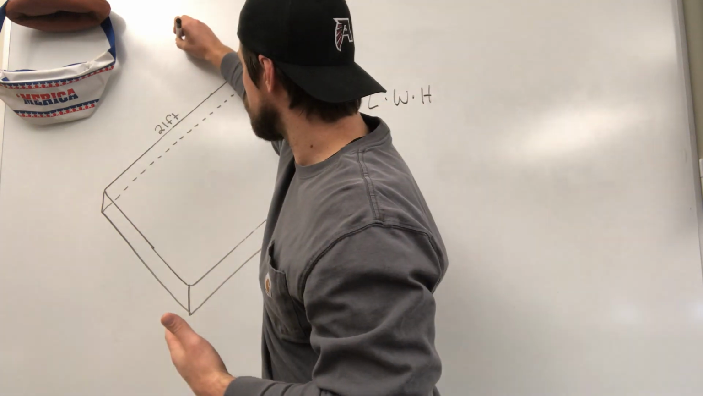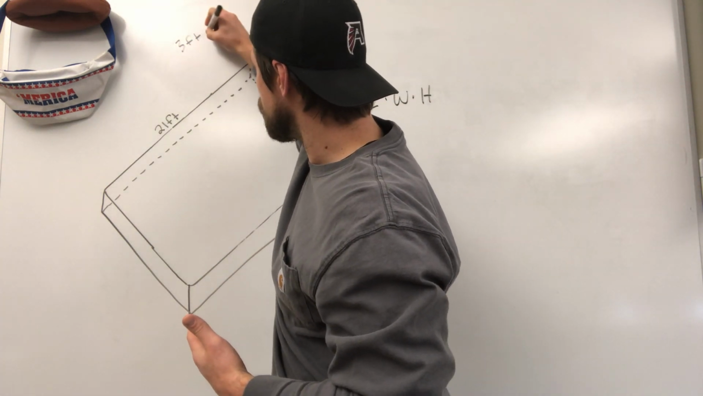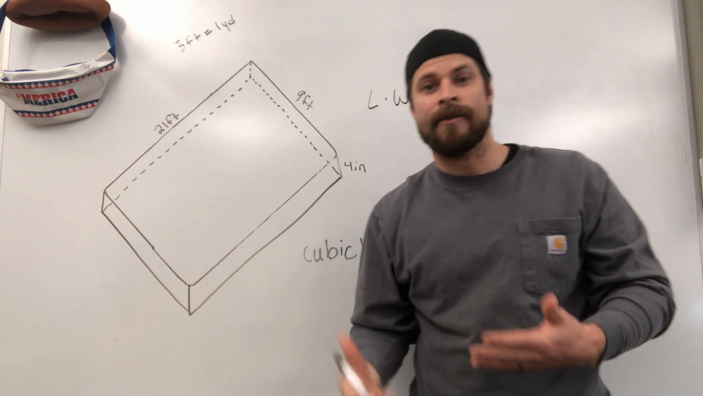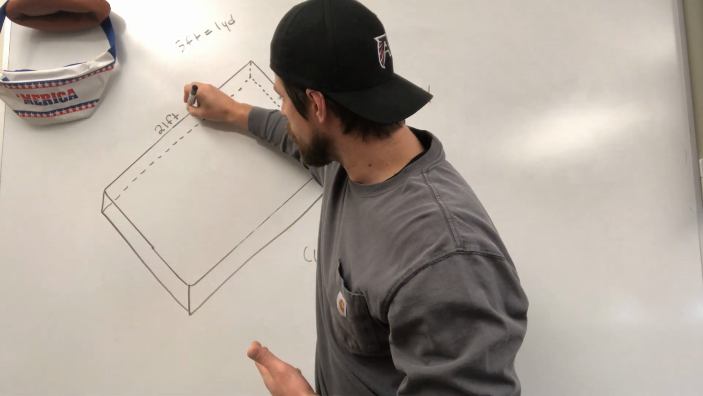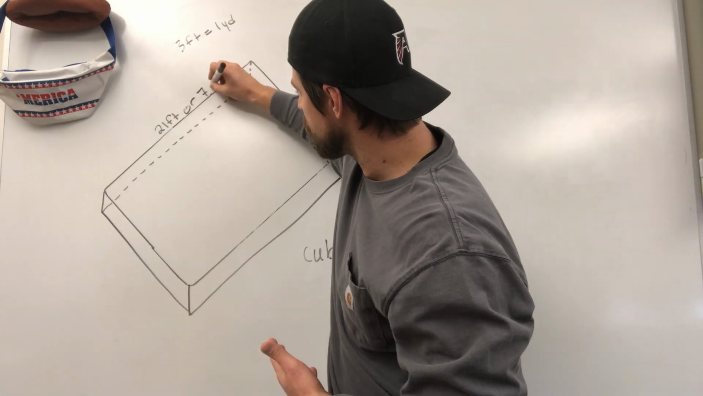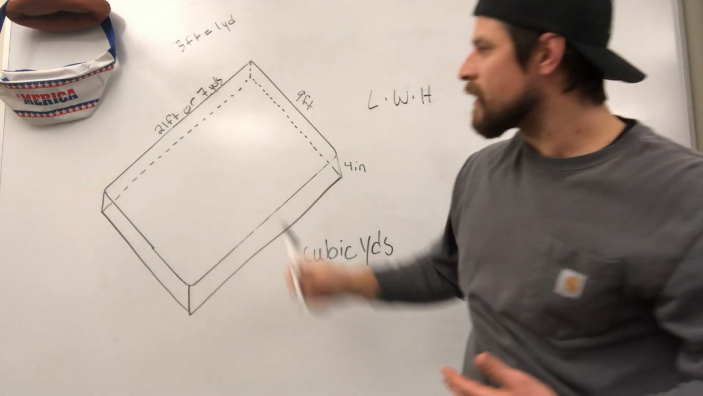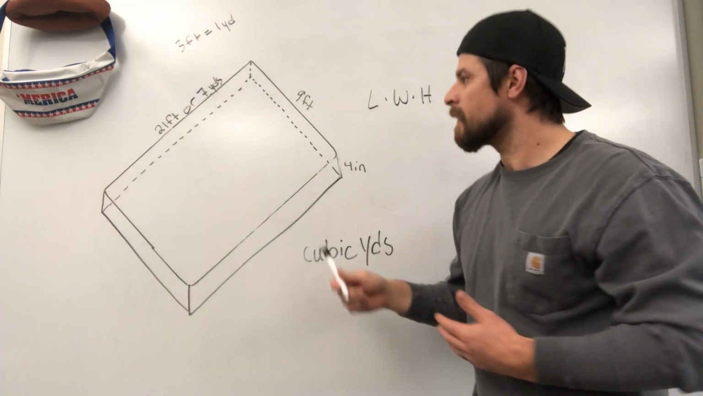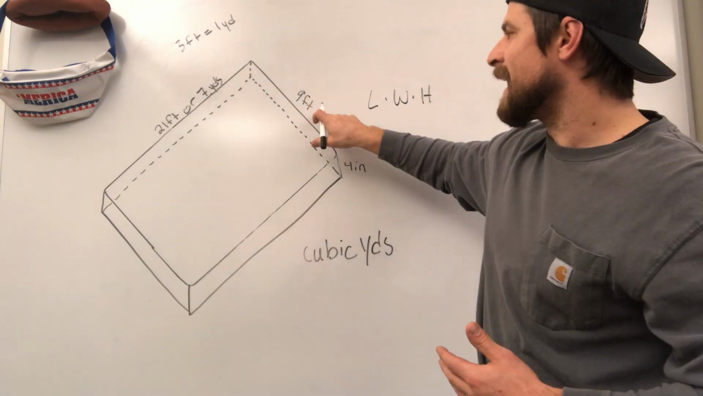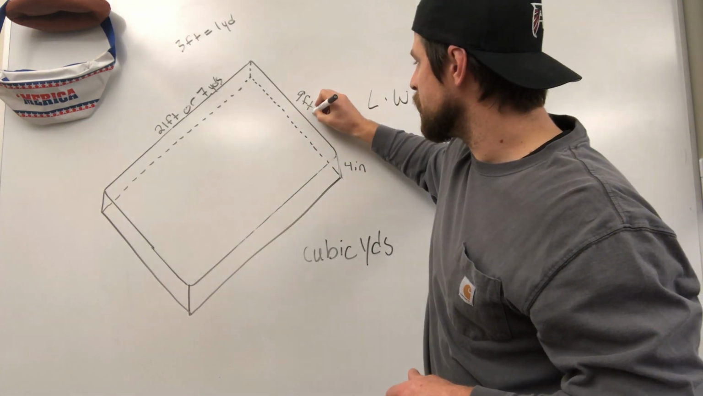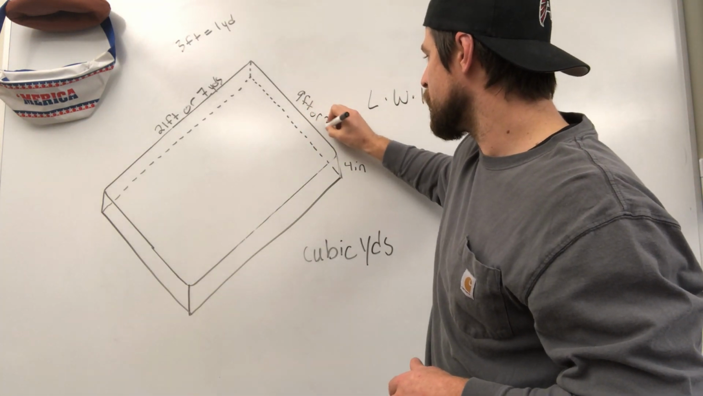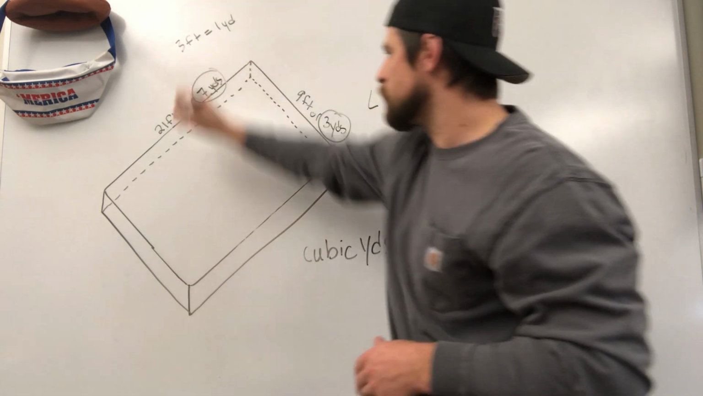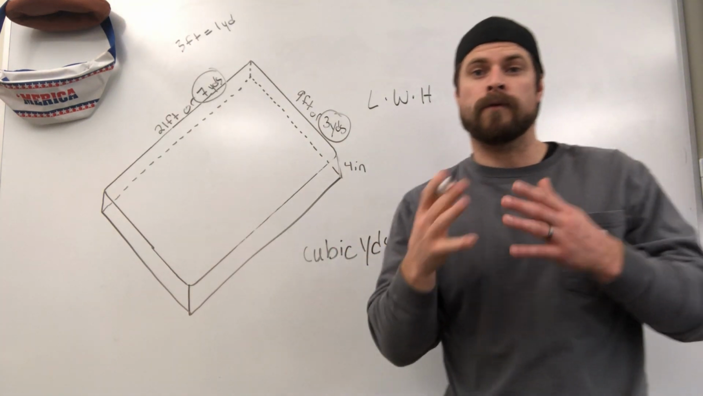Well, we know that there are 3 feet in 1 yard. So if I divide 21 by 3, I get 7 yards. So now I'm representing it in the measurement that I want to give my answer in. Okay, so 7 yards. 9 feet divided by 3 is 3 yards.